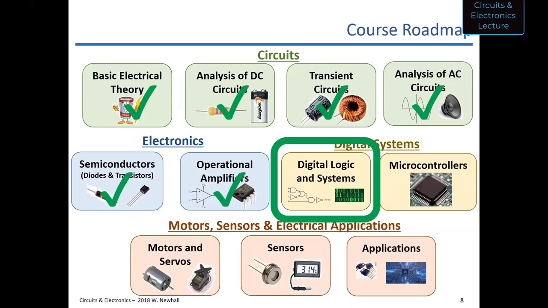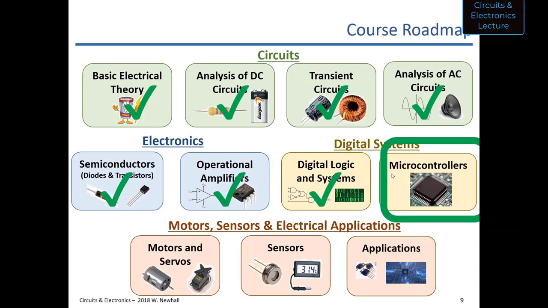Here, up on the screen right now, is the course roadmap. We have really made good progress through all of these topics, through the circuits part of the course and the electronics part of the course. And we started into the digital circuits and digital logic part of the course. So today we're going to finish up digital logic, talk a little bit about that, and transition into microcontrollers. So that's coming up today.